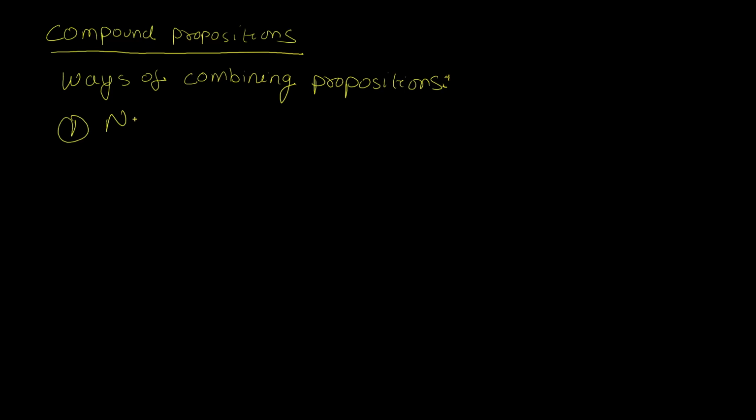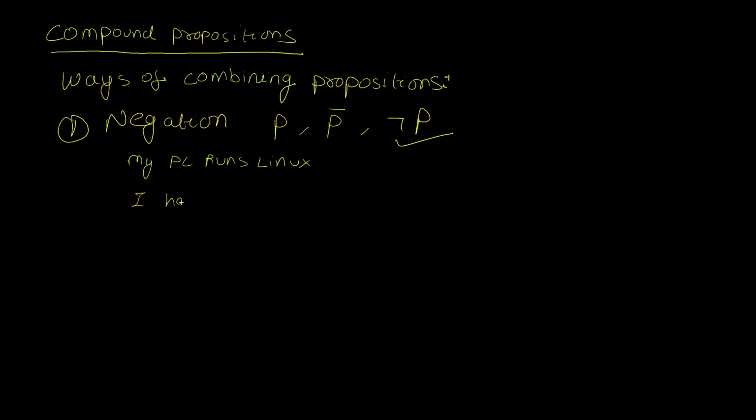The first one is negation. And if a proposition is denoted by P, its negation or complement is denoted by P complement or not P in this way. Throughout this chapter, we'll prefer this one. And let me write a couple of quick examples for demonstration.